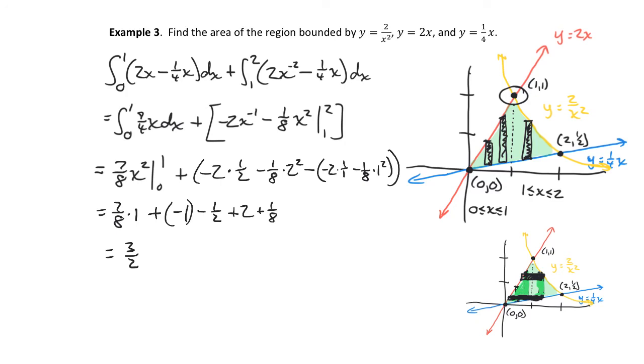Is that a reasonable answer? Well, let's see about that. This whole region is trapped inside a rectangle that's 2 by 2, so really a square that's 2 by 2. 3/2 is 1.5. That seems rather reasonable, because half of the square would be area 2, and we have a little bit of a dip because of the yellow curve here. So it looks like, yeah, maybe we did lose half overall.